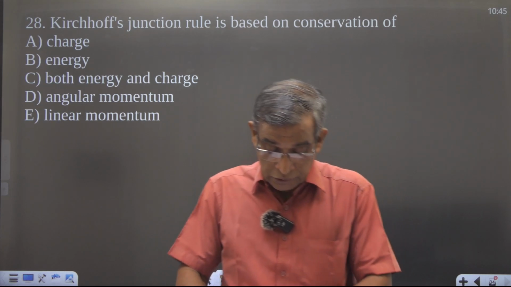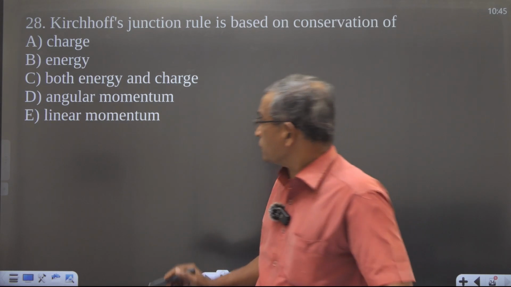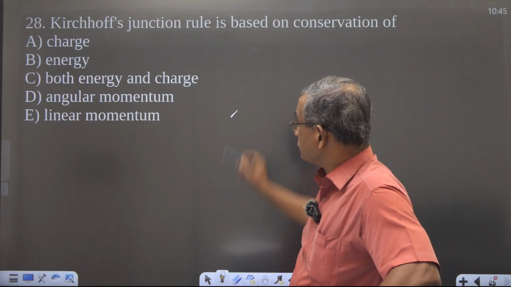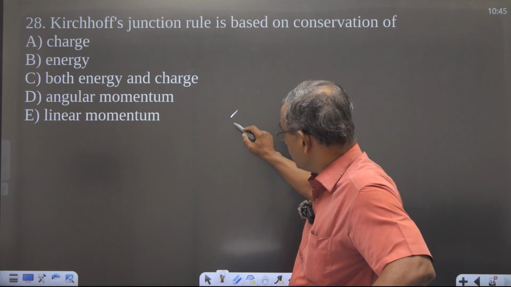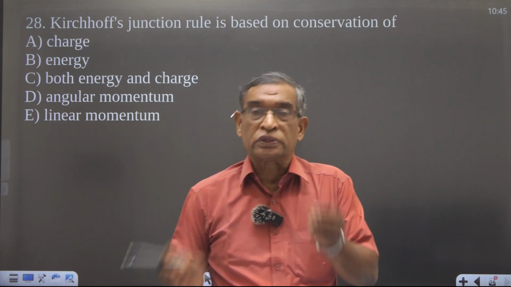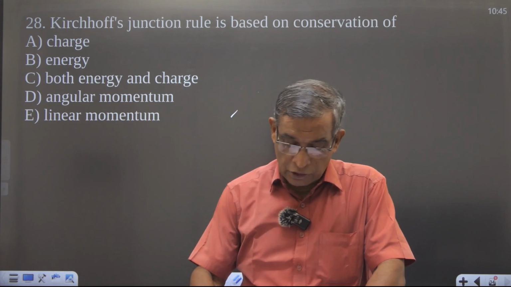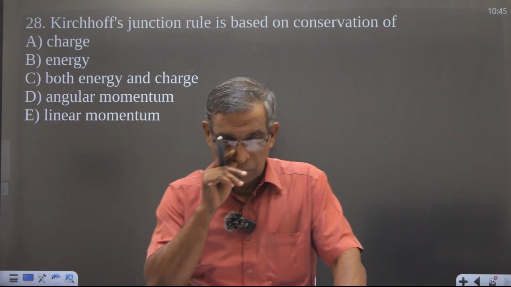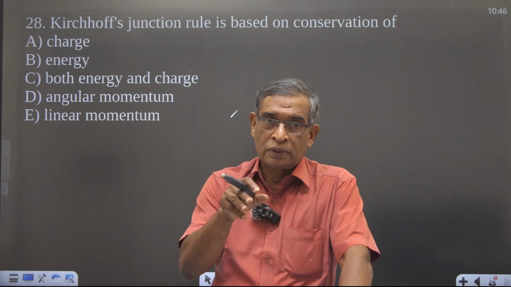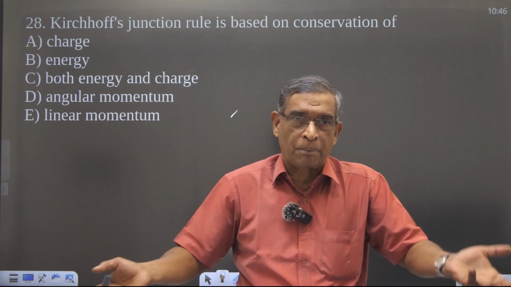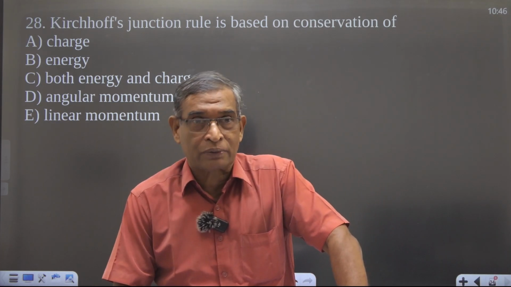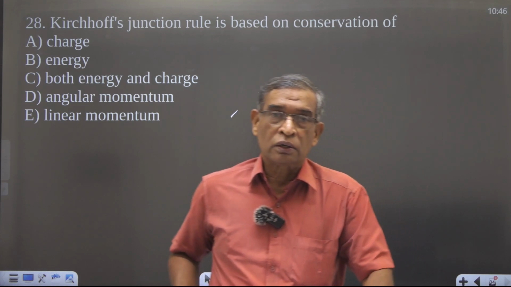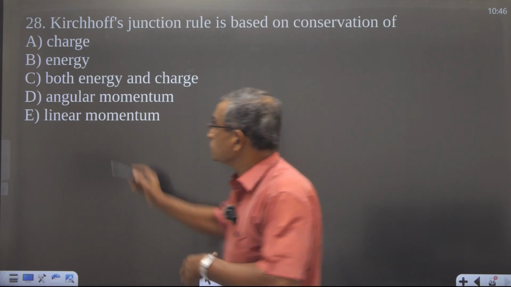Kirchhoff junction rule is based on conservation of what? You know, in a junction, what is the Kirchhoff junction rule, the first law? KCL, Kirchhoff current law, says that the sum of currents meeting is 0. That means incoming charge and outgoing charge must be the same, so that a junction cannot store charge. And therefore, definitely that is based on conservation of charge. Whereas Kirchhoff voltage law, the second law, the loop rule, there the EMF energy generated and PD energy supplied must be the same. And that is based on energy conservation. Kirchhoff's second law is based on energy conservation, whereas Kirchhoff's first law is based on charge conservation. So our answer is charge conservation.